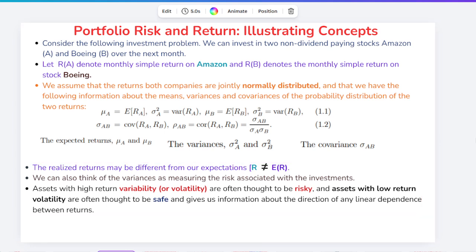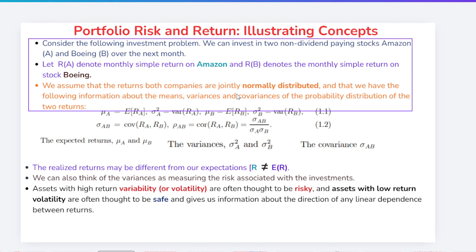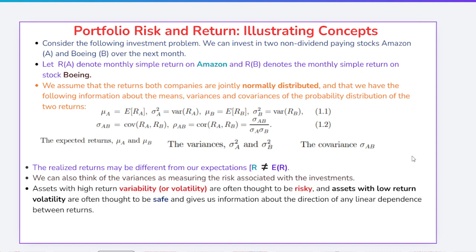Now let's illustrate the concept of portfolio risk and return, and consider two examples here. In the investment problem, we can invest in two non-dividend paying stocks: Amazon, denoted by A, and Boeing, B, over the next month. Let's assume that RA denotes the monthly simple return for Amazon, and RB denotes the monthly simple return of the stock of Boeing. We assume that the returns of both companies are jointly normally distributed, because while using any statistical application, we assume that data are normally distributed.